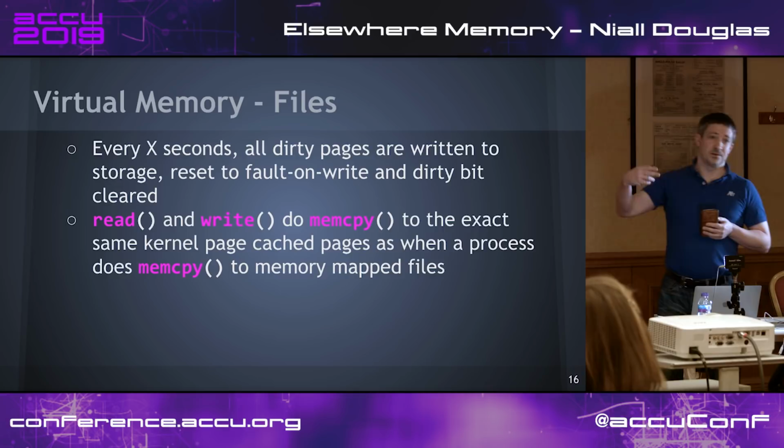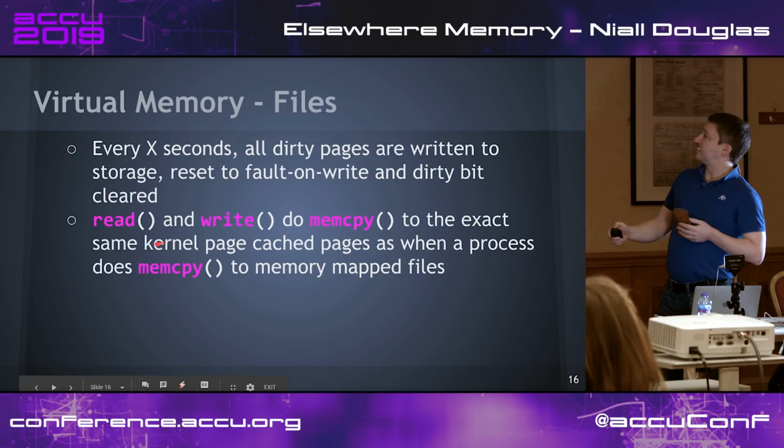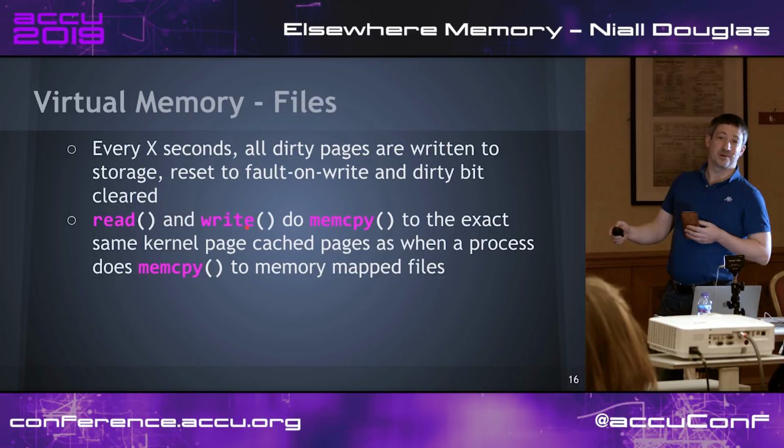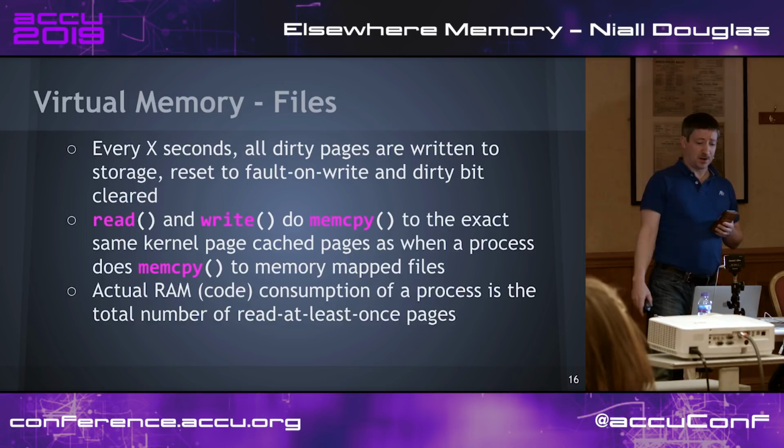Read and write, for reading and writing files, just do a memcpy nowadays. Unless you're in O_DIRECT mode, they're just memcopying exactly the same as if you did it directly on a unified page cache architecture. You might think there's no real reason to use them, but they implement locking semantics. There's actually an acquire and a release, atomic sequential ordering going on in there. So that's a good reason to use those two if you want the kernel to implement your locking for you. That's the only other main reason. And finally, actual RAM consumption is the number of read at least once pages.